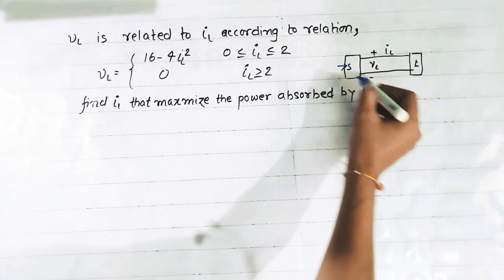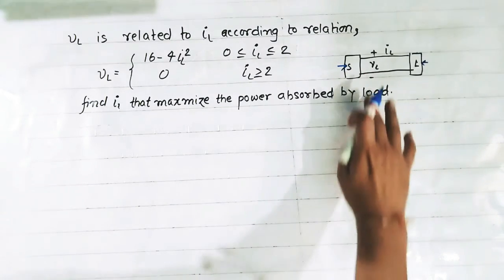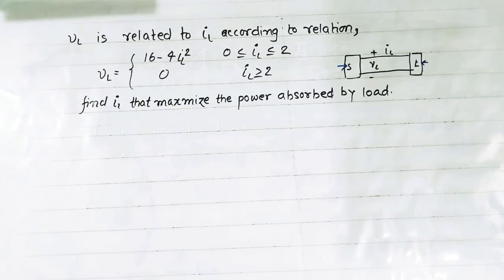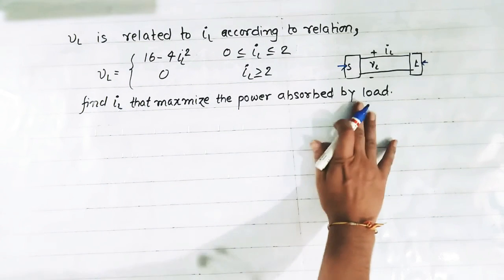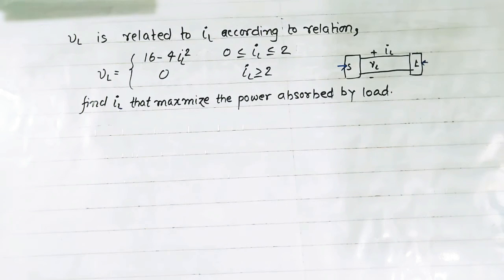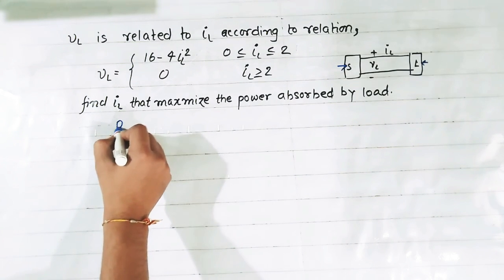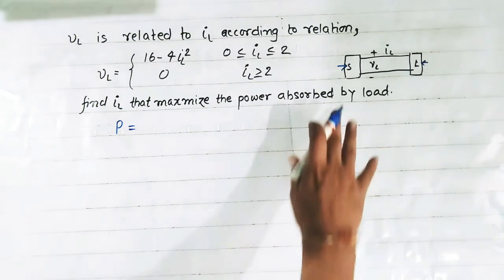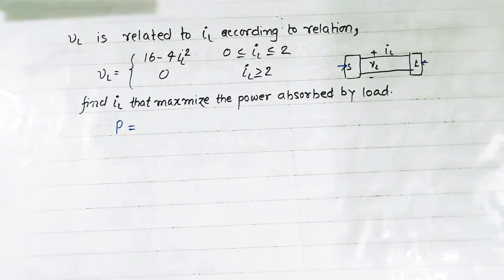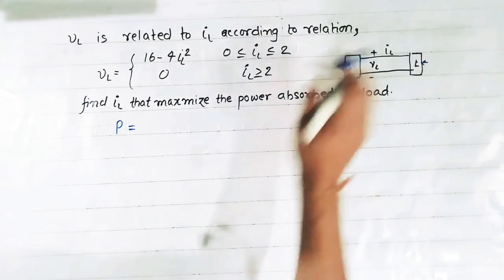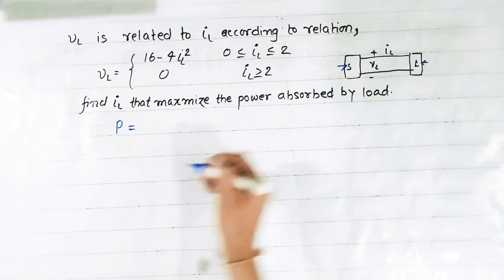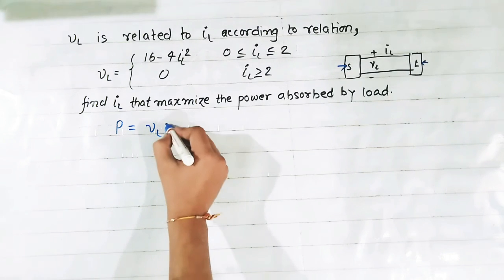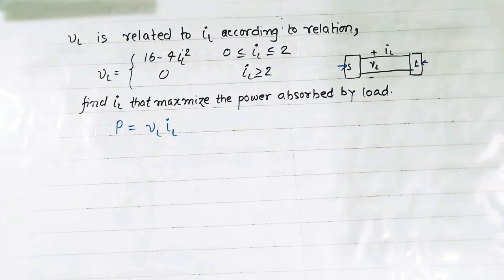This is the source and this is the load. This is voltage VL, this is current IL. We have to find the IL that maximizes the power absorbed by the load. So first we will find the power P that is transferred from source to load. So power P is equals to simply voltage into current. We know that power is equals to voltage into current, and the voltage is VL and the current is IL. So this is the power transferred from source to load.